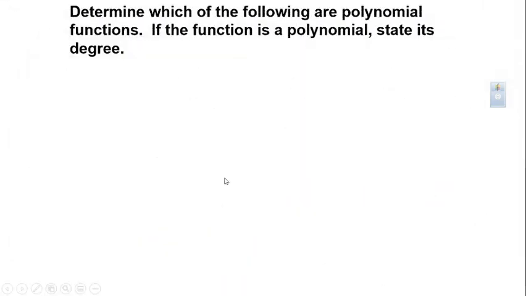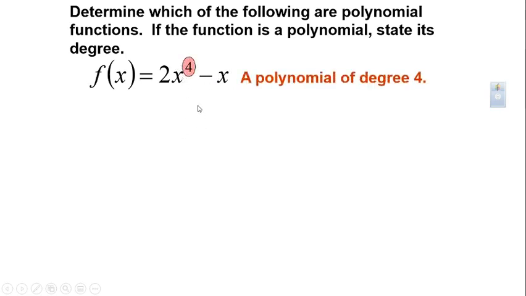Now let's do a quick example here. Let's state whether these are polynomials and what the degree is. In this case, this is a polynomial because the coefficients of x are all real numbers and the degrees are all non-negative integers. And the highest degree here is 4, so the degree of this polynomial is 4. The leading term is 2x to the 4 and the leading coefficient is 2.